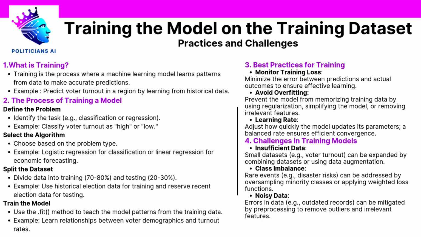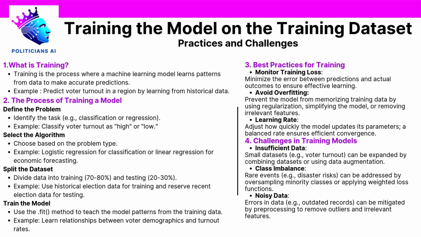To train models effectively, we need to follow certain best practices. First, we monitor the training loss, which measures the error between the model's predictions and the actual values in the training dataset. For example, in the voter turnout case, if the model predicts low turnout but the actual data shows high turnout, this contributes to the loss. The goal is to minimize this loss so the model learns patterns accurately.